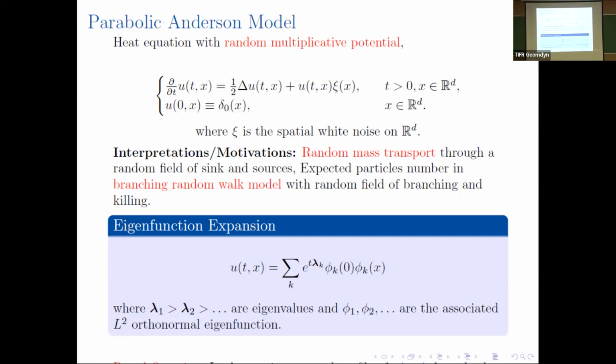Now, one of the nice things about studying the Parabolic Anderson Model is that you can directly relate it to the Anderson Hamiltonian in the following way. This is the spectral decomposition of the solution of the Parabolic Anderson Model. You take the eigenfunctions of the Anderson Hamiltonian and eigenvalues lambda k, and you take a linear combination in a particular way. You take the eigenfunction, weight it with the exponential of t times lambda k, and sum over all these eigenvalues. That gives you this representation of the solution of the Parabolic Anderson Model.